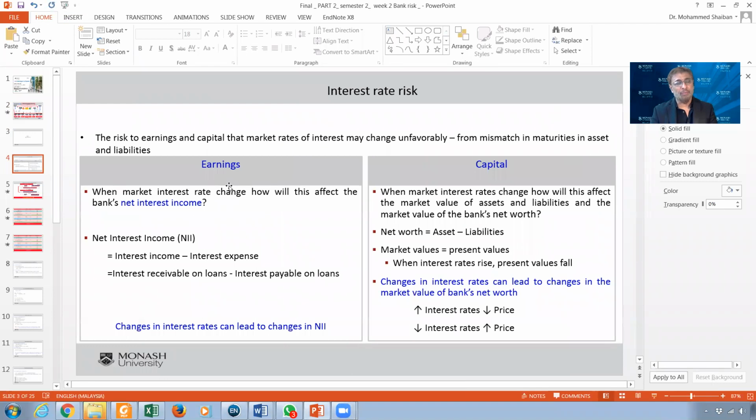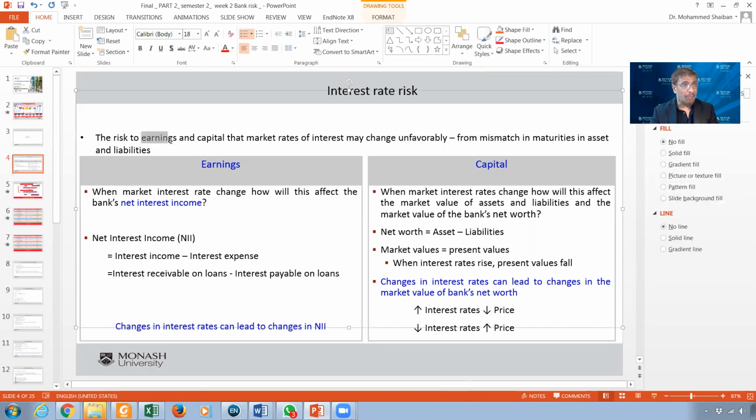Let me start with the definition. We already defined it in part 1, but now we will define it a little bit here. So interest rate risk is the risk to earnings and capital. And I want you to understand what we mean by earnings and capital. This is a risk to the income statement, and this is to the balance sheet, which means one to the capital and one to the net interest income.